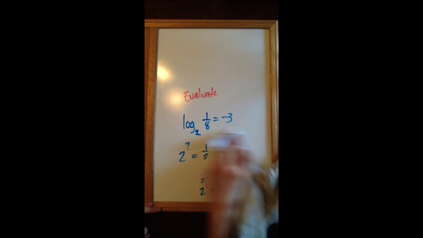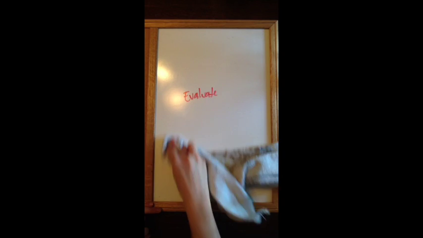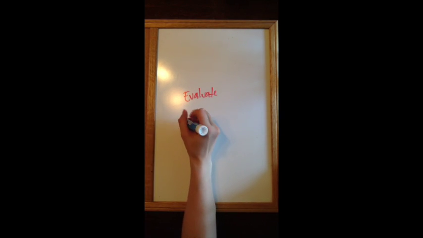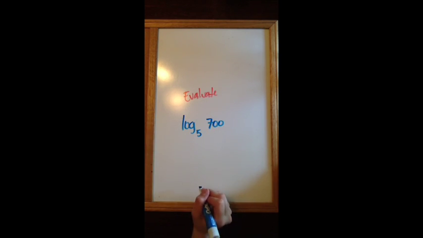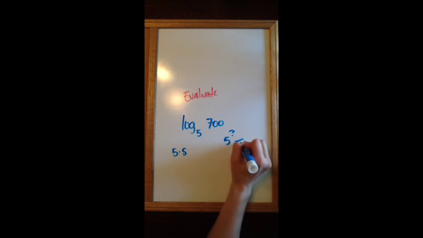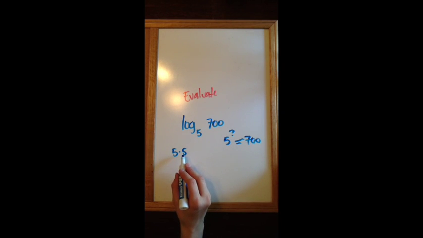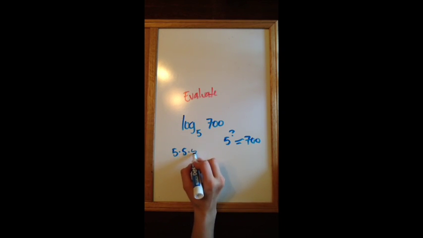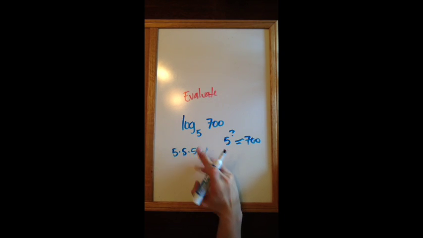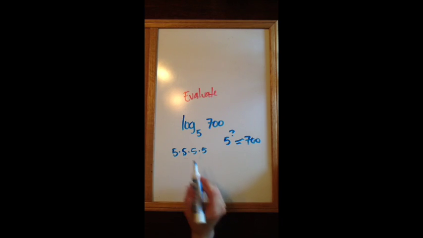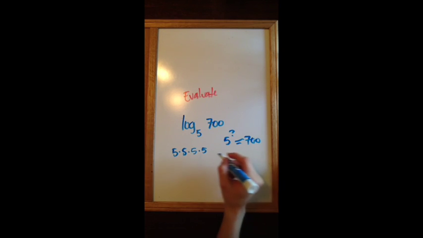Now, there are times when you won't be able to figure it out just by hand. So if I give you log base 5 of 700. Okay, well, first I'm thinking 5 to what gives us 700. So 5 times 5 is 25. 25 times 5 is 125. And then 125 times 5 is 625. And then if I do 625 times 5, that gives me 3125.